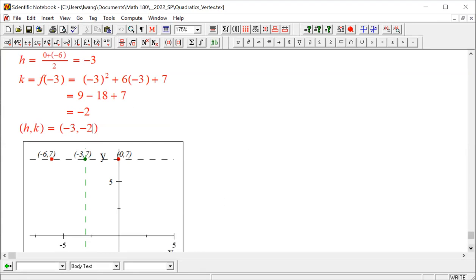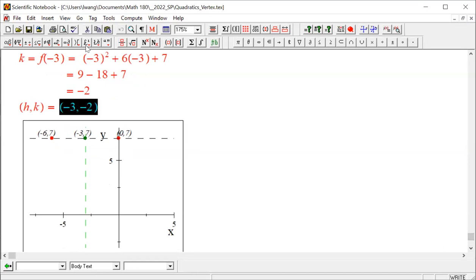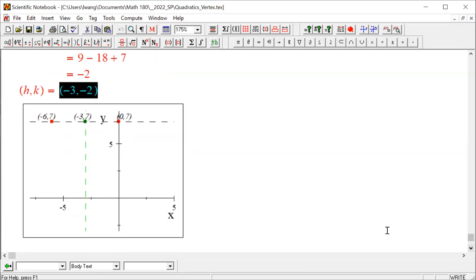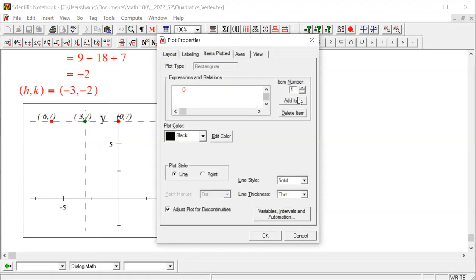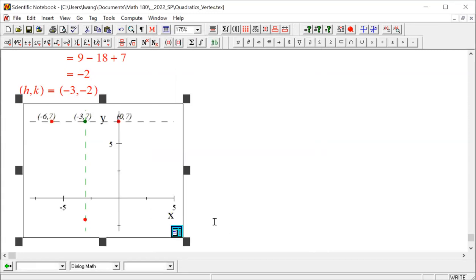So this is the way that we can find the vertex. You don't have to complete the square. You just use these techniques, the property of symmetry with respect to a certain line, so we can find the vertex. So now we can connect the dots.